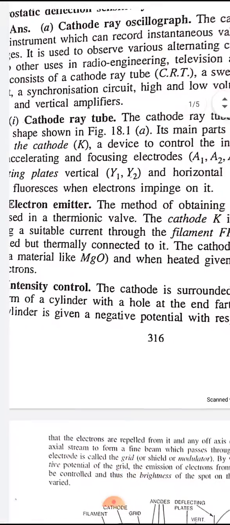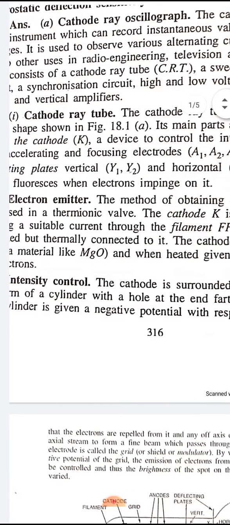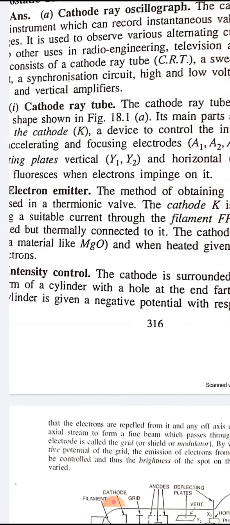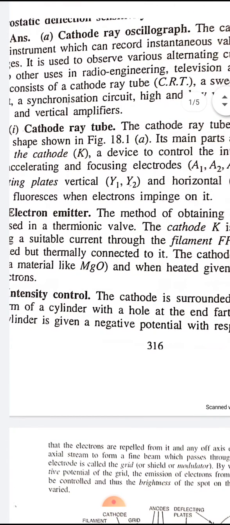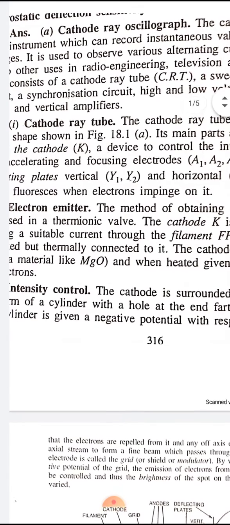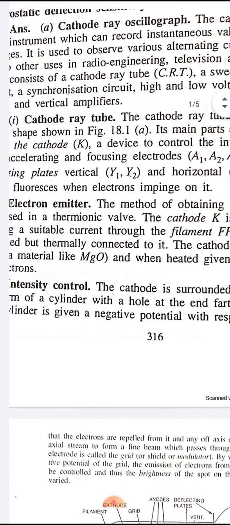Let us discuss something about the electron emitter. The method of obtaining electrons is similar to that used in a thermionic bulb. The cathode K is indirectly heated by passing a suitable current through the filament FF, which is electrically insulated but thermally connected to it. The cathode is of oxide coated type, for example MgO, and when it is heated, it gives out a copious supply of electrons.